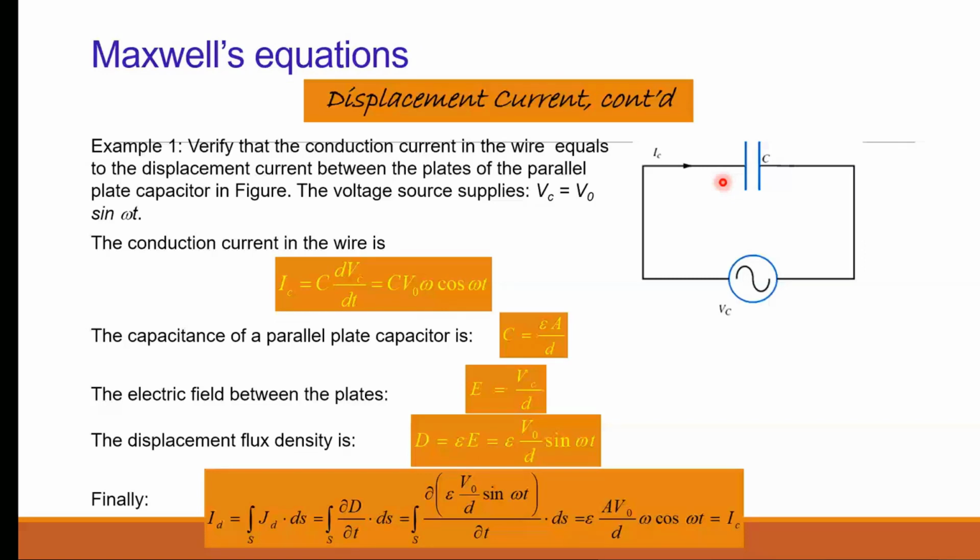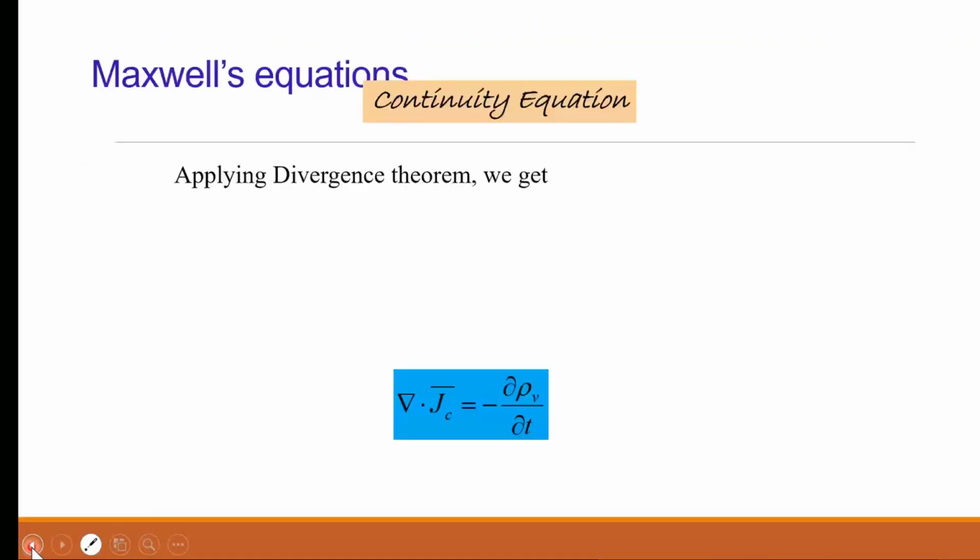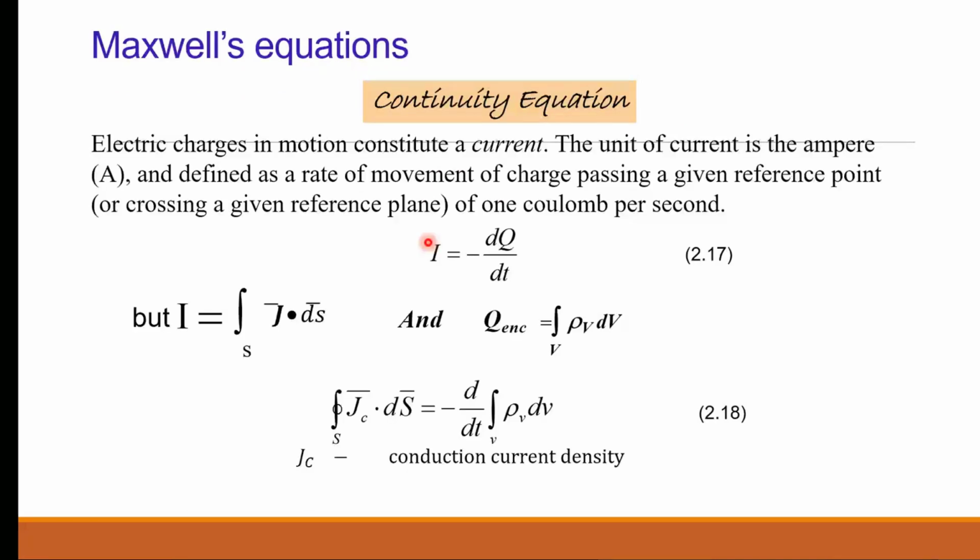One more law we have to see, that is the continuity equation. So let us see what the continuity equation is. This is Maxwell's fifth law. In case of an electric field, the charges are in motion. When they are in motion, they constitute a current. The unit of current is amperes, and it is defined as the rate of change of charge moving through a reference point, and it is given by I is equal to minus dq by dt, rate of change of charge.